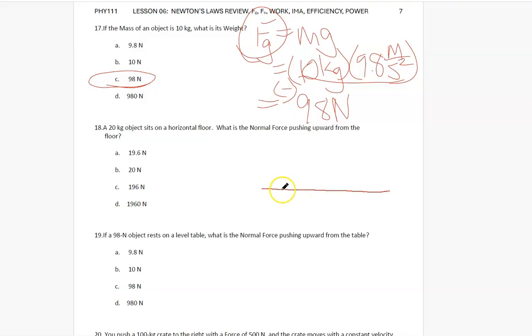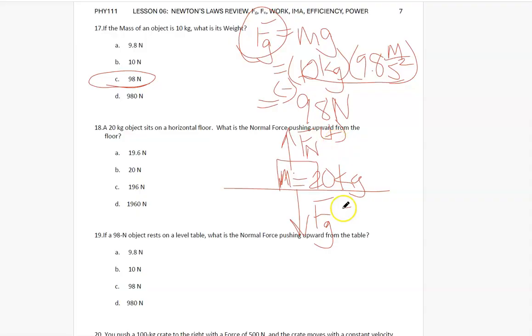So we have this horizontal floor, and we have some object, and it has a mass of 20 kilograms. If it has mass, it's going to have weight, at least if it's on the earth. It's going to have weight, and there's going to be a normal force in the opposite direction. If there are no other forces acting on the object and it's a horizontal floor, the size of the normal force will be exactly the same as the size of the gravitational force, the weight force.